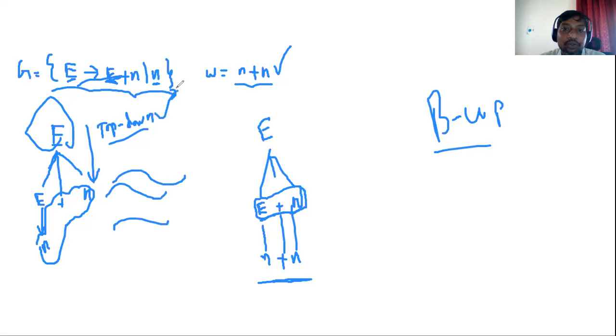This is the top-down approach and this is the bottom-up approach. We are able to get the same kind of derivation. We got the same parse tree. In the top-down parsing, we get the similar parse tree. Here also we are getting the similar parse tree.